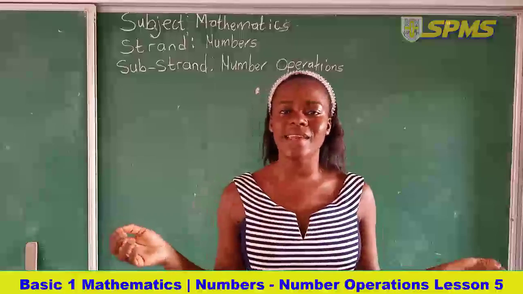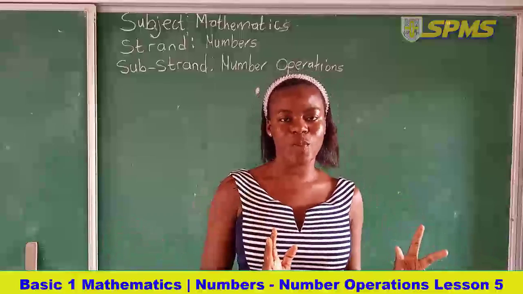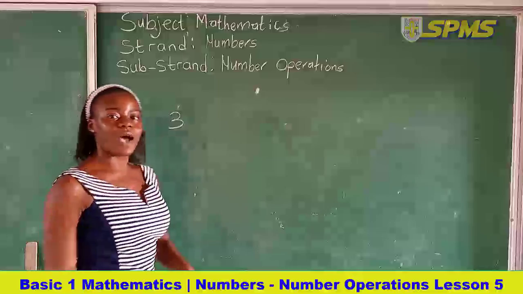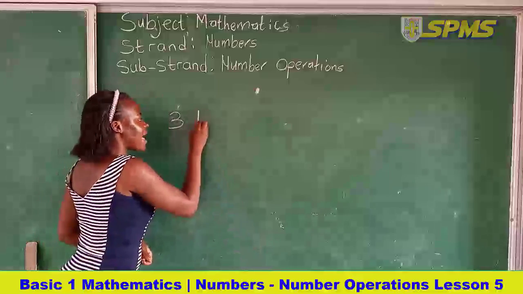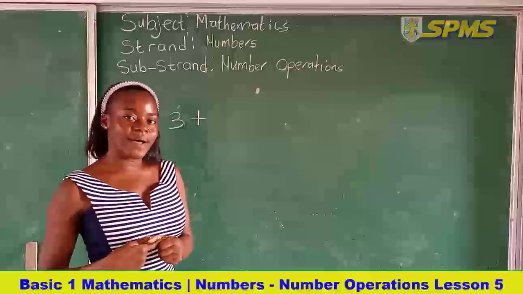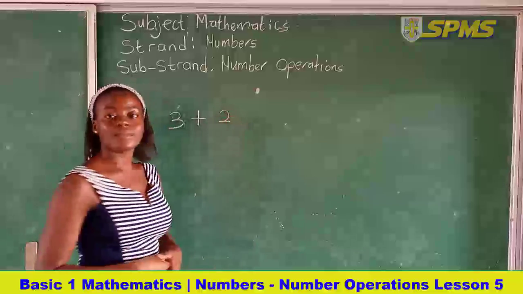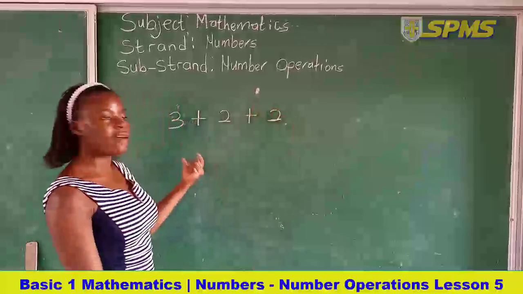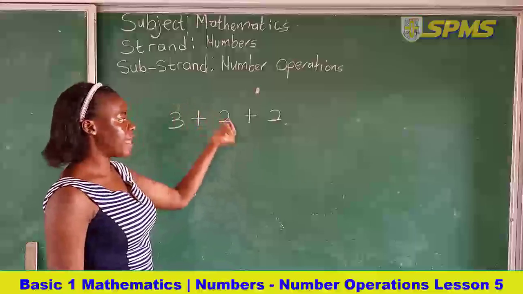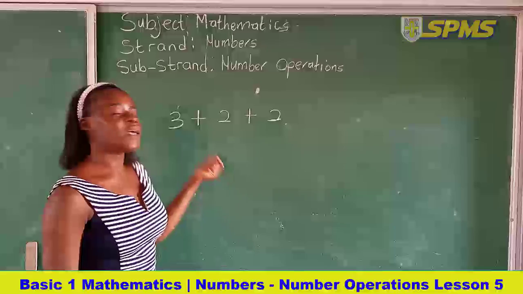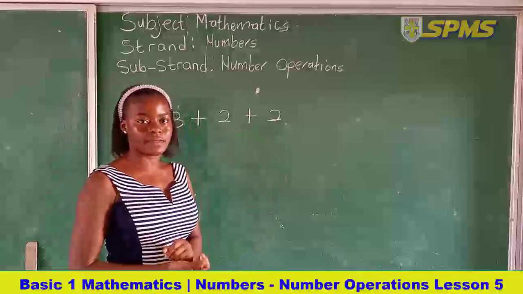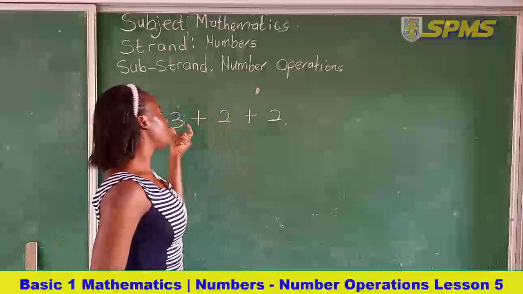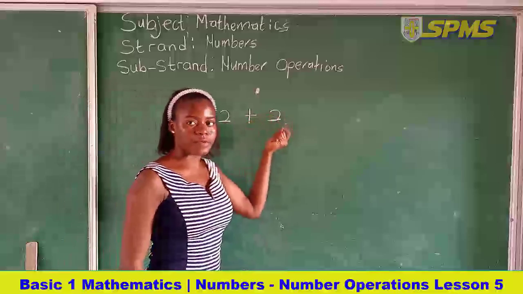So let's choose any number we like for the first one. I will choose 3. Then I'll bring my operation sign, which is plus. Another number, 2. Then the last number, 2. So I have 3 plus 2 plus 2. You are trying to add single digit numbers standing on their own. So you are going to add 3 plus 2 and plus 2.